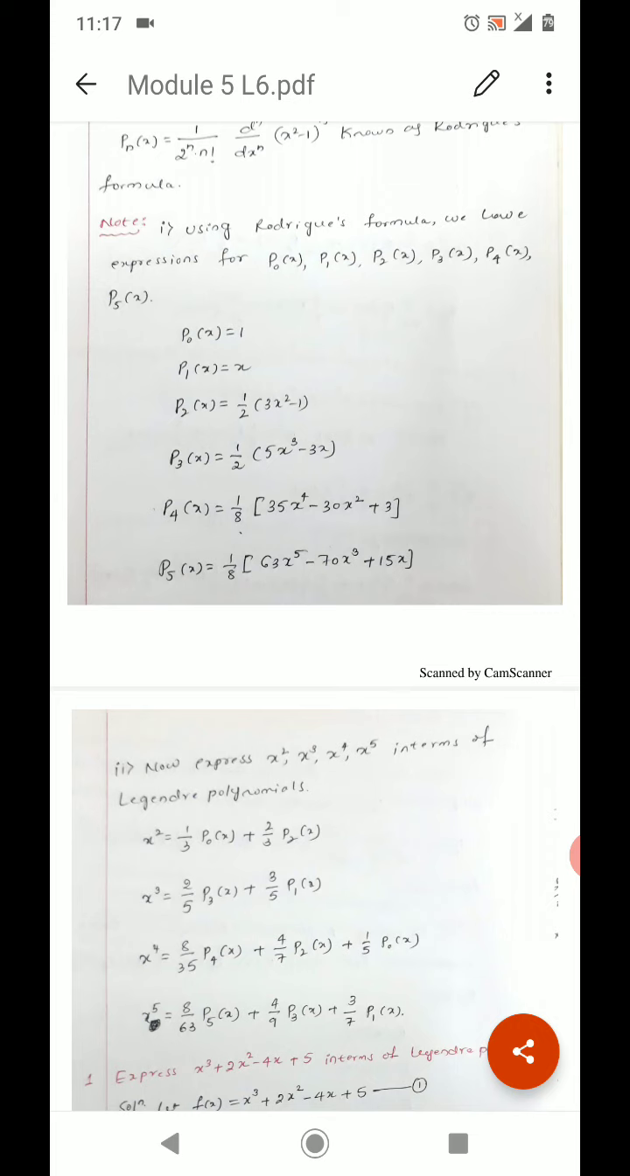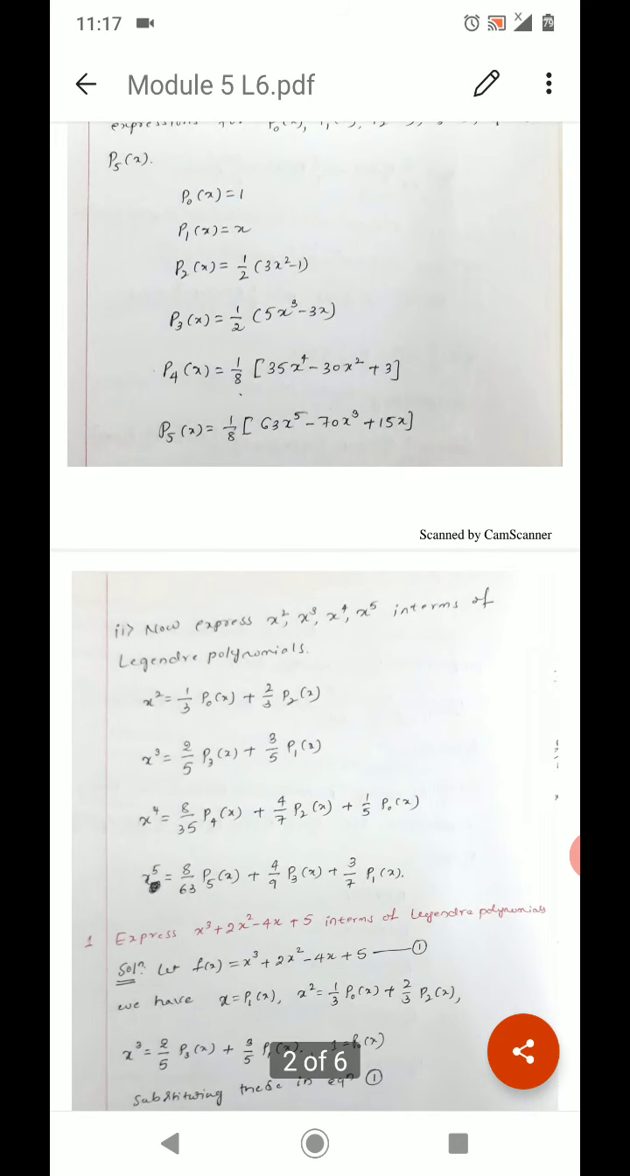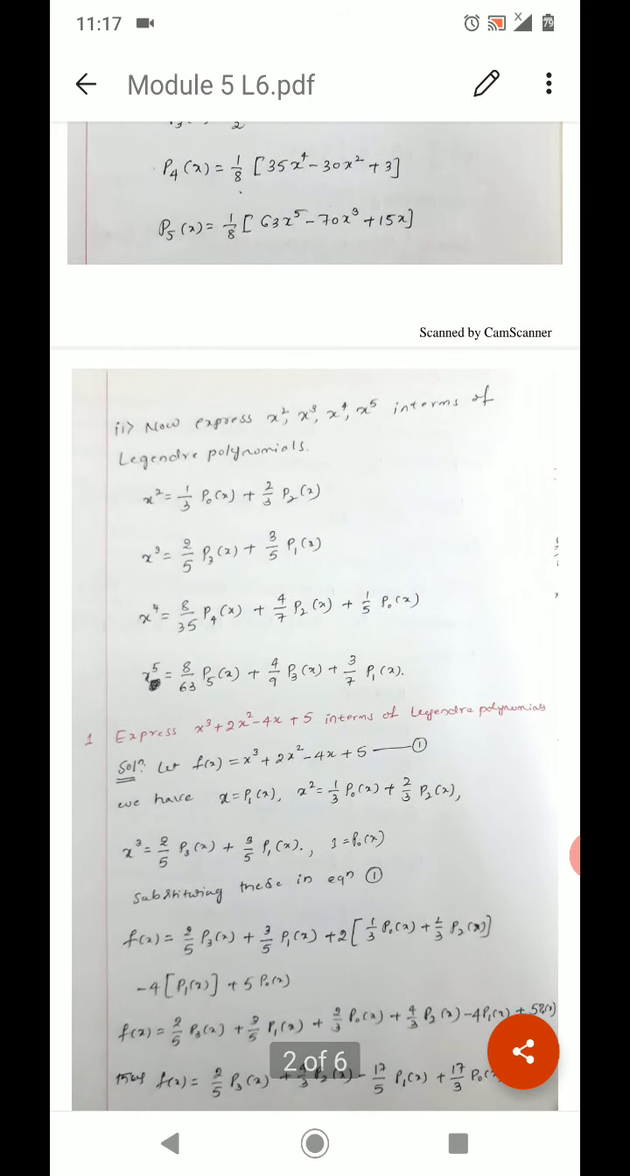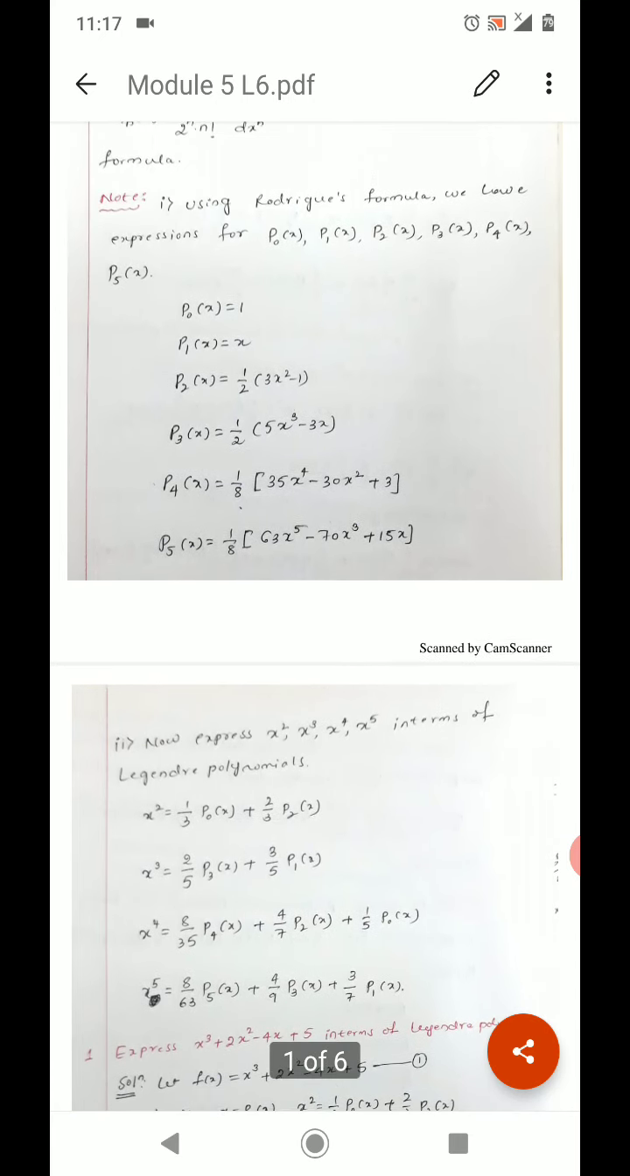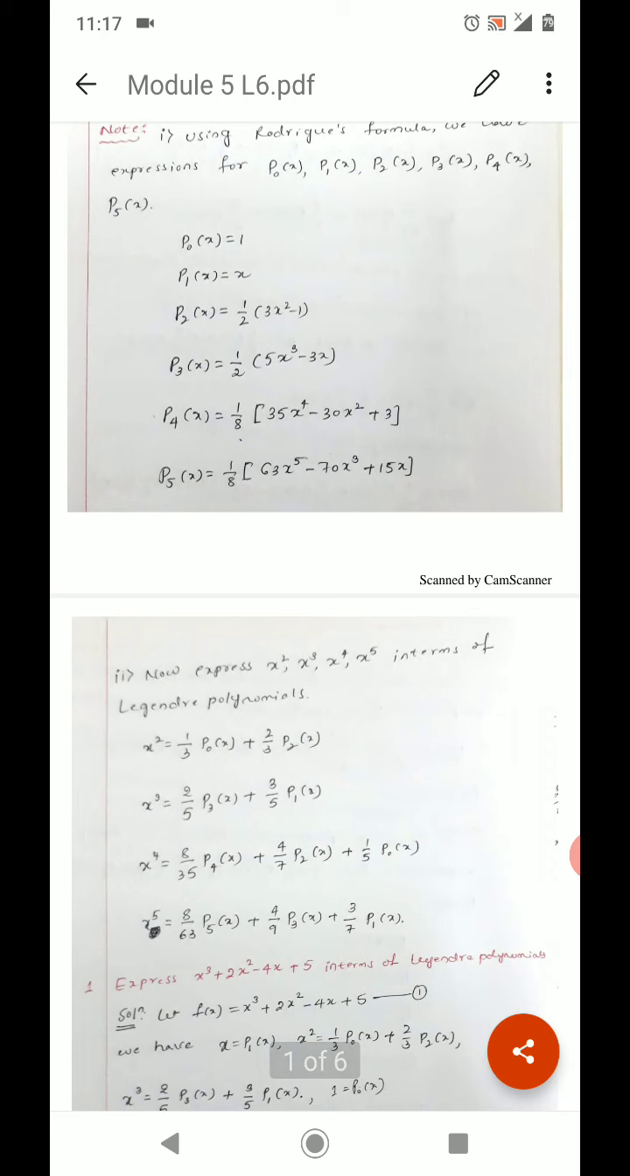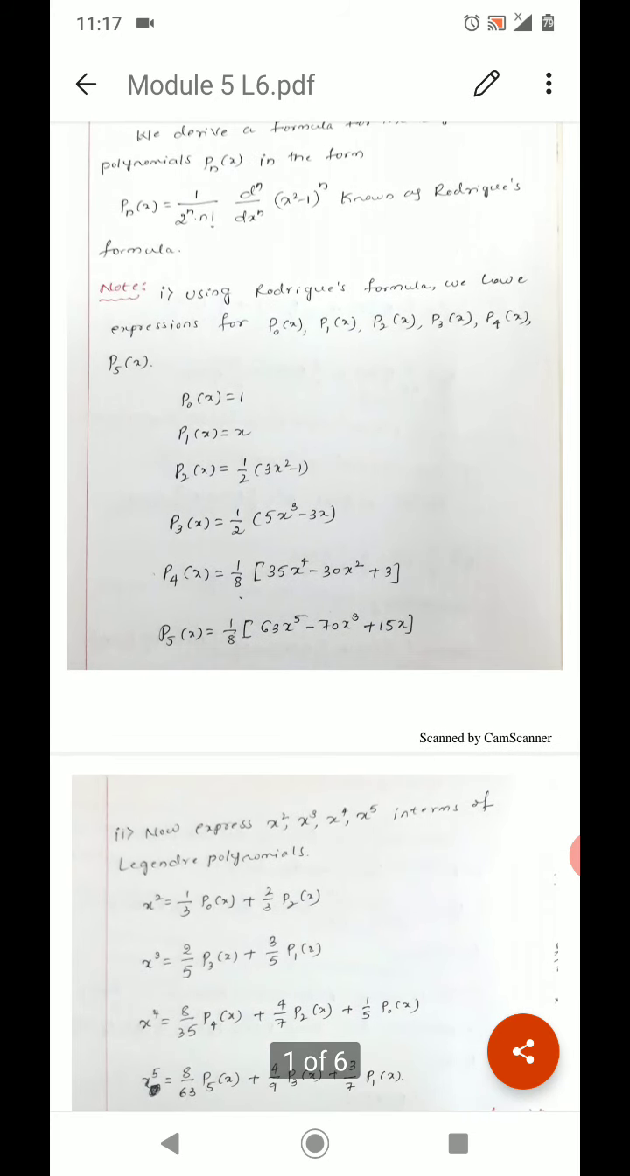x power 4 equal to 8 divided by 35 P4 of x plus 4 by 7 P2 of x plus 1 by 5 P0 of x, and x power 5 equal to 8 by 63 into P5 of x plus 4 by 9 into P3 of x plus 3 by 7 into P1 of x. So you have to remember all these results, or also you can obtain them using Legendre's polynomial in Rodrigues formula.